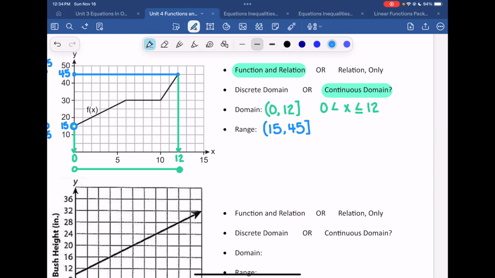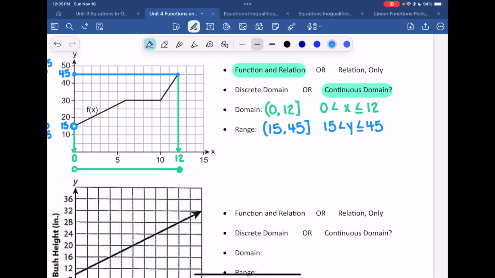Okay, and then with the inequality, it's 15, y is the variable, and it's going to 45. It's less than. And then the 45 has a closed circle, so that one is equal to.